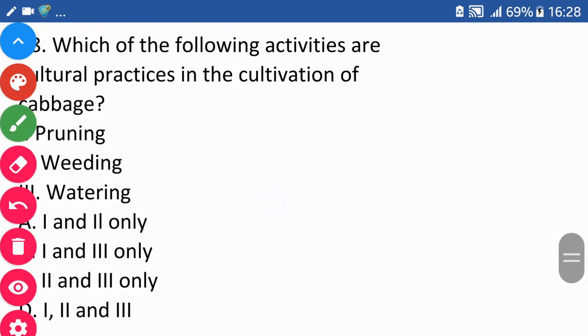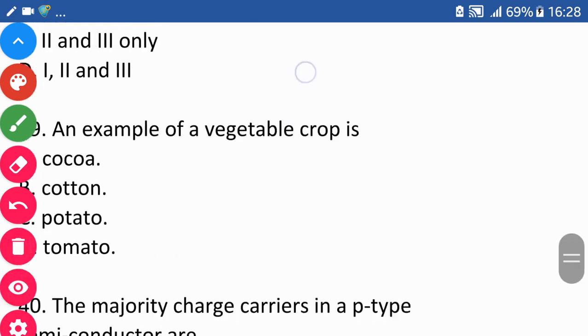38. Which of the following activities are cultural practices in cultivation of cabbage? In the cultivation of cabbage, pruning is there, weeding is there, watering is also there. You prune by removing the leaves which are not healthy. You weed unwanted crops. You water. So the answer is D.